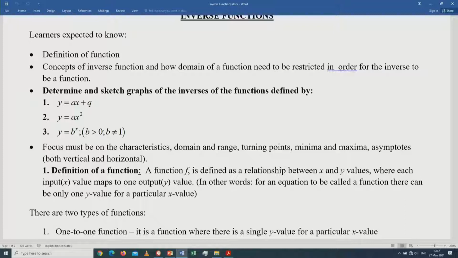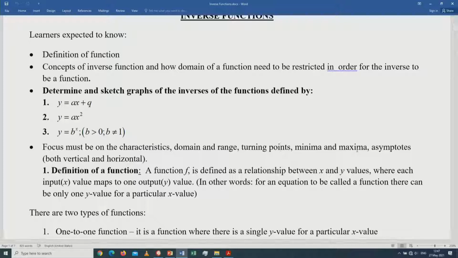Remember, if we talk of the domain, we don't have to be scared. The domain is nothing else but the x values of the graph. What is the range? The range refers to the y values of the graph. Here we talk of the turning points. Which function has got turning points? Quadratic function. Even a cubic function has got turning points. The maximum turning point is referred to as maxima, whereas the minimum turning point is referred to as the minima.